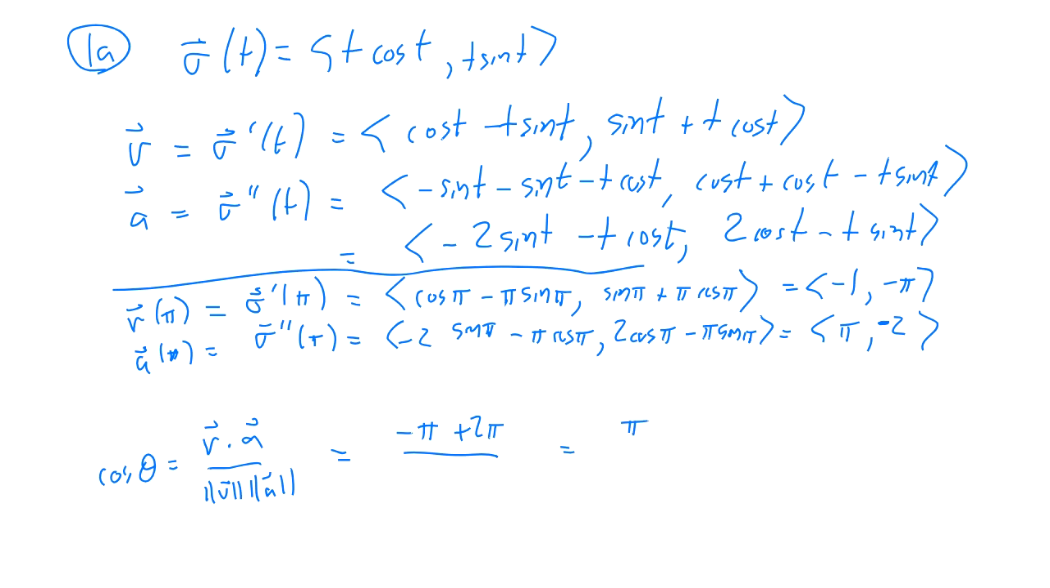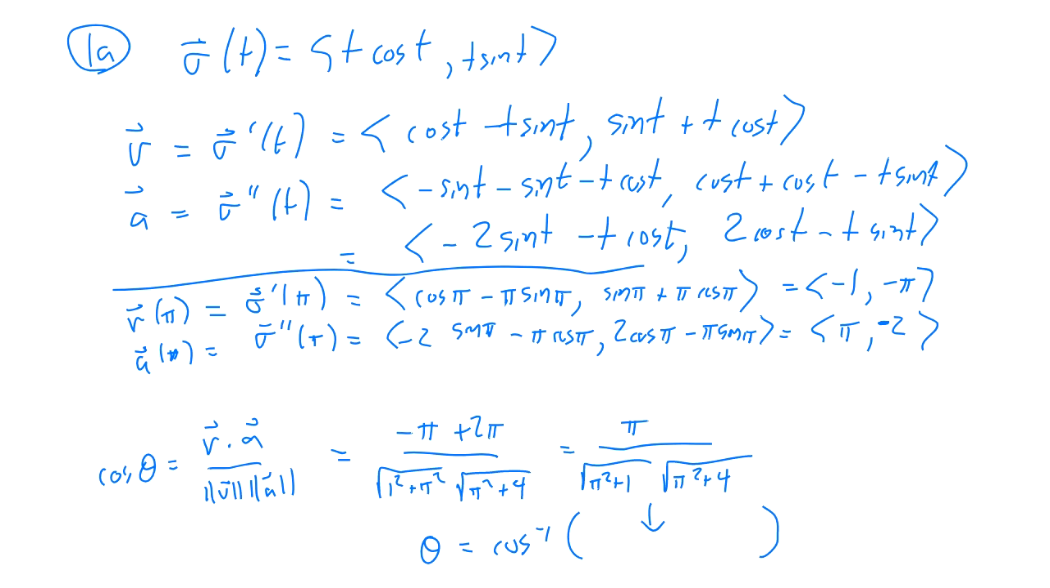Magnitude of v is the square root of 1 squared plus pi squared. And the magnitude of a is the square root of pi squared plus negative 2 squared. So pi over the square root of pi squared plus 1 times the square root of pi squared plus 4. And my angle theta, of course, will be the inverse cosine of that. Making sure that you're in degree measure if you're trying to get degrees. And I get about 75.2.